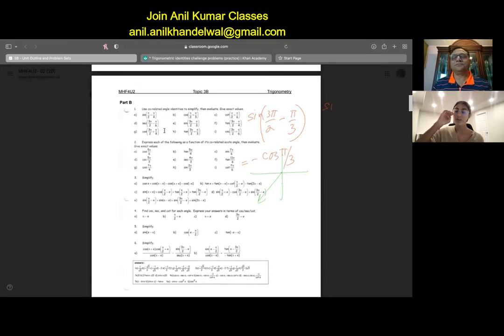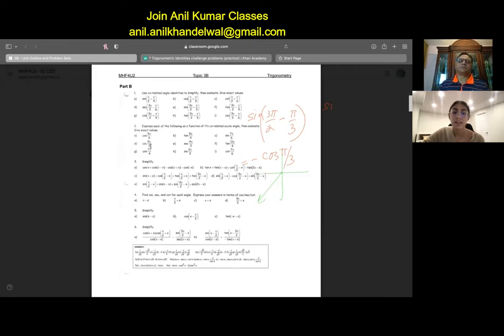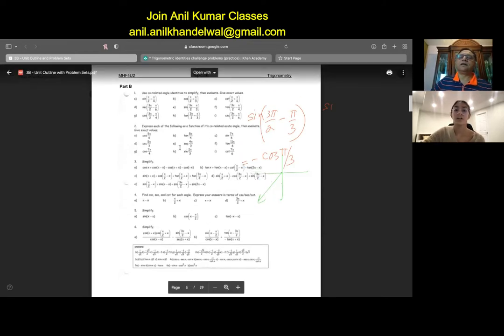So for these cofunction identities, your sine becomes your cosine, your tan becomes your cotangent, your cosecant becomes your secant, and your secant becomes your cosecant. Those stay the same. Correct. Okay. Can we try number 2?